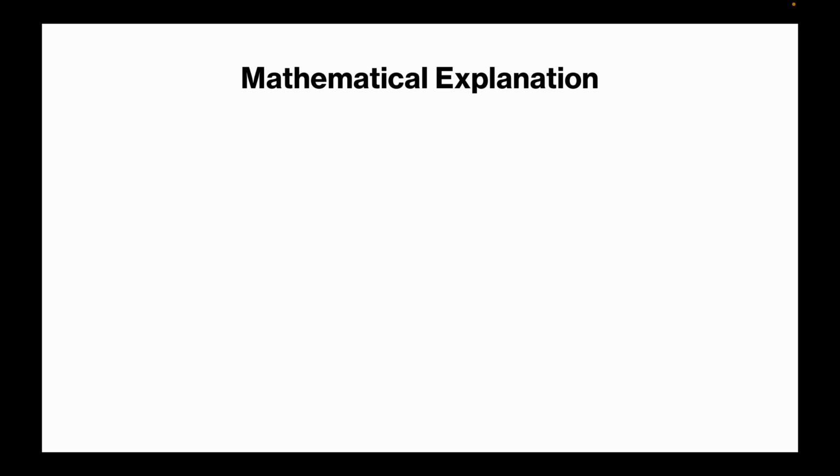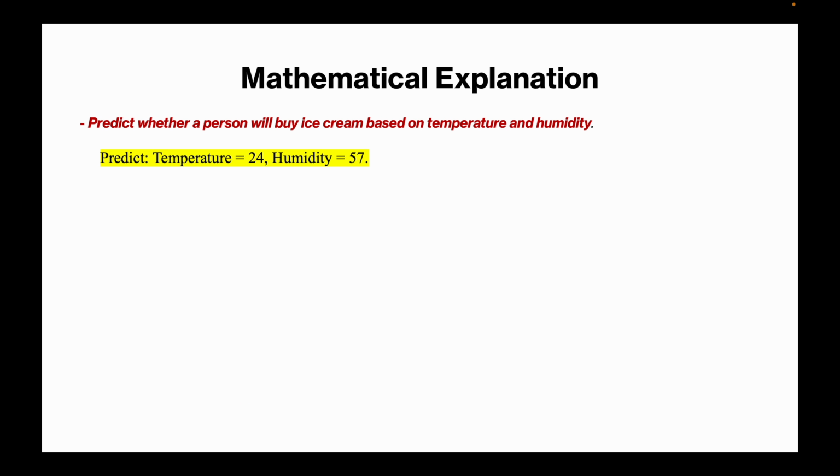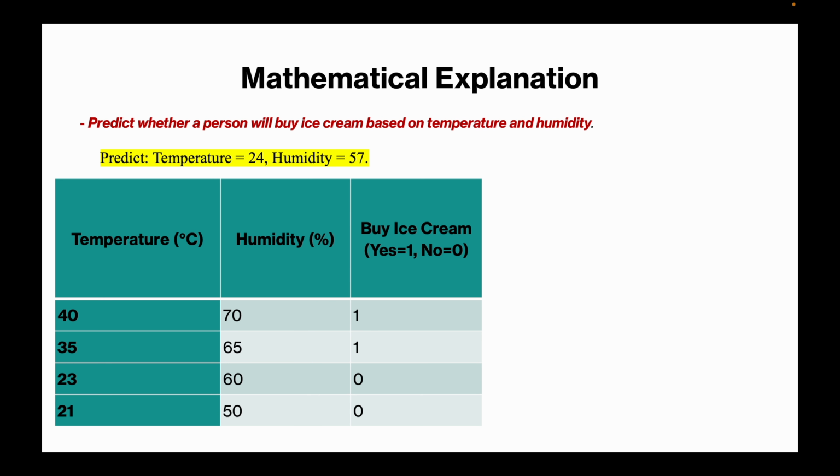Mathematical explanation. Now let's see KNN with a real example. Suppose we want to predict whether a person will buy ice cream or not based on temperature and humidity. Here is our data. One parameter is temperature and the other is humidity. In the buy ice cream column, if it is 1, then it is yes, that means he or she can buy ice cream. If it is 0, then it's no. Now we want to predict for the condition where temperature equals 24 and humidity equals 57.